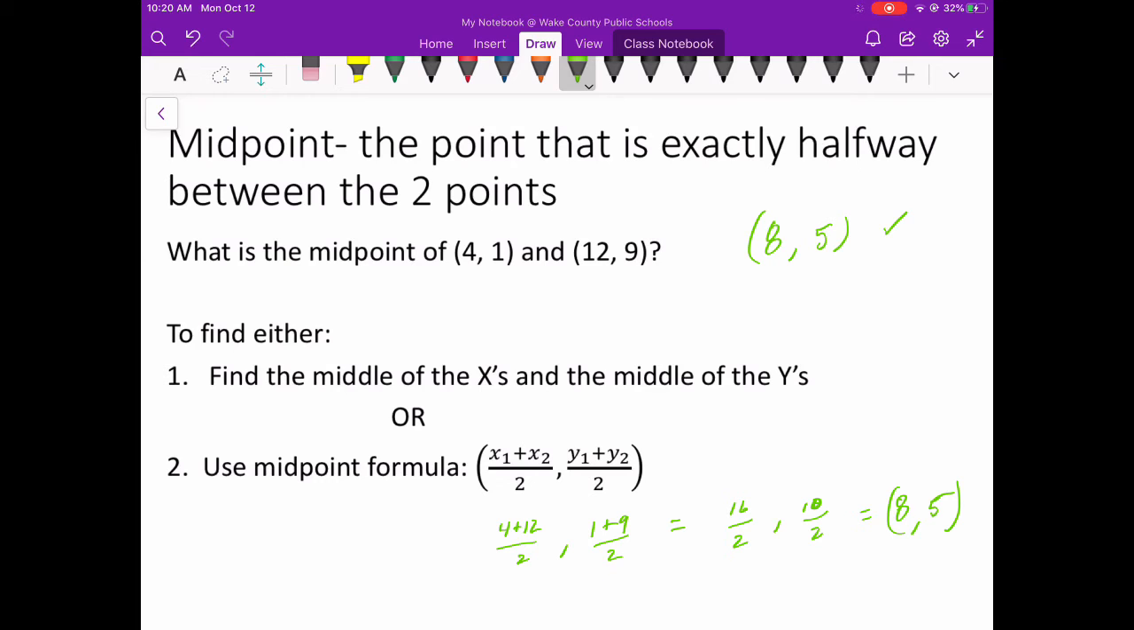So I don't even have to look at the graph. I don't even have to look at the points. And there's certainly no counting happening. I could just find the average of the x's and the average of the y's. Okay, so that's going to be our midpoint. And if you want to think about it conceptually in terms of the middle of the x's and the middle of the y's, that's fine. Or you can use this formula.